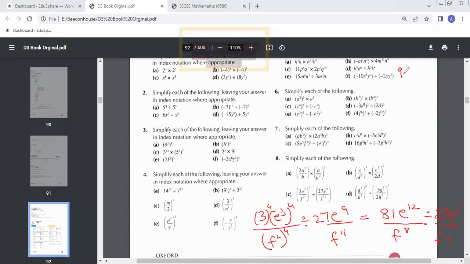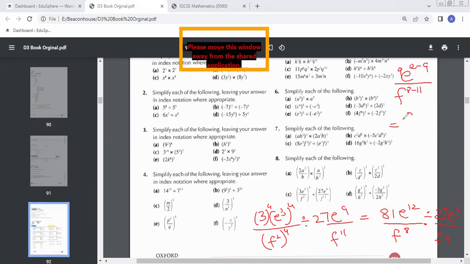They both are divided, so we will simply subtract the power, 12 minus 9. And f^8 is also dividing f^11, so we will write f^(8 minus 11). So the final answer will be 9, e power 12 minus 9 is 3, but over here it is f power minus 3.